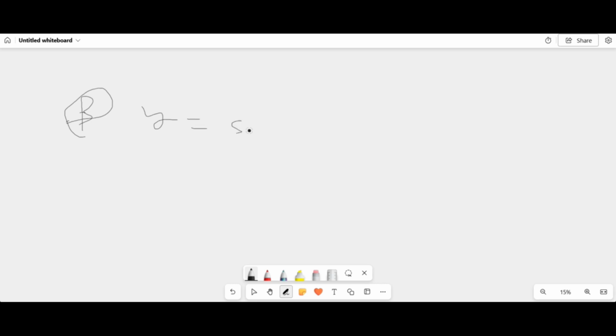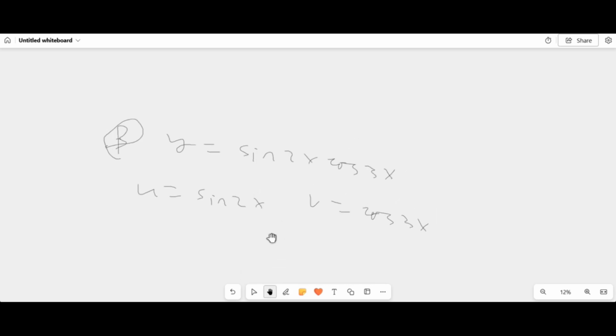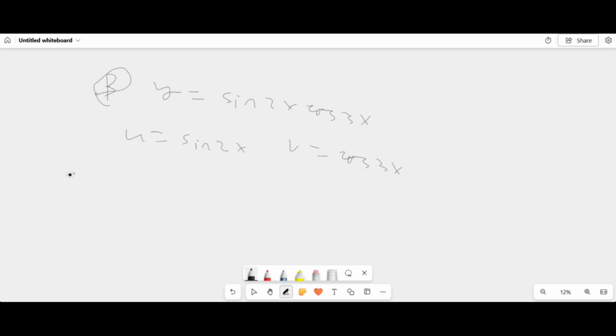y is equal to sin 2x cos 3x. So here again, we've got two functions here. We've got u equals sin 2x. And we also got the function v is equal to cos 3x here. Alright, so we've got sin 2x and we've got cos 3x here. So let's just do a little bit of manipulation here. You get what I'm saying?